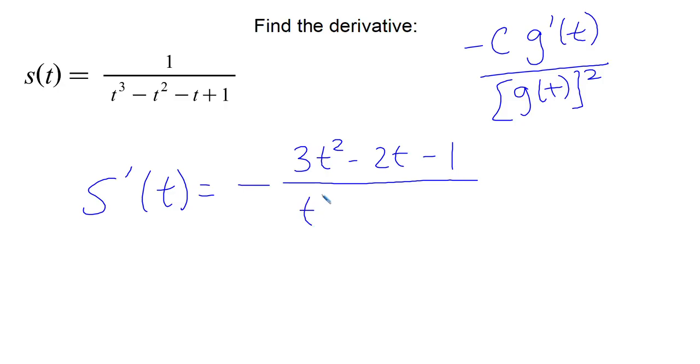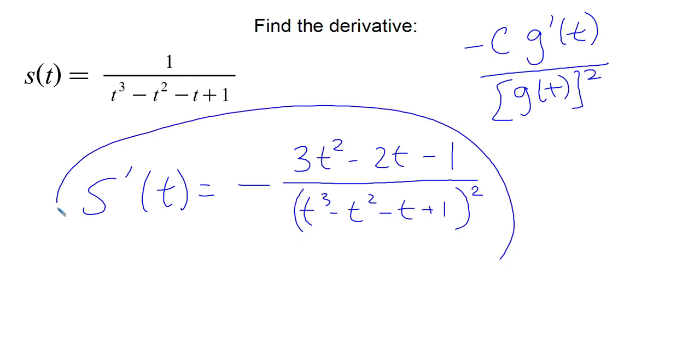And then we just throw in our denominator squared. And that should be our final answer. And once again, you could use the quotient rule for that one if you want to, but you don't really need to. This will be perfectly acceptable and work every time. So that's it.